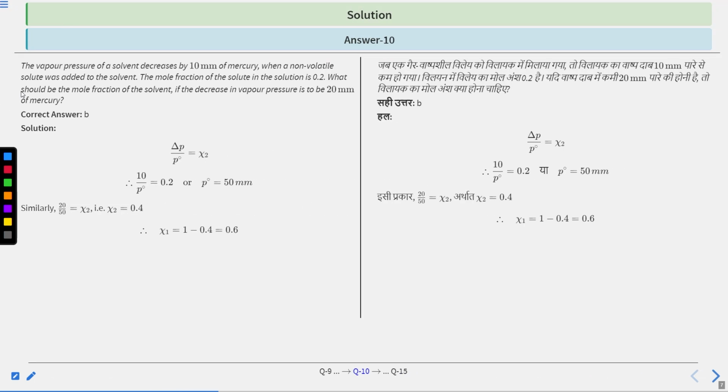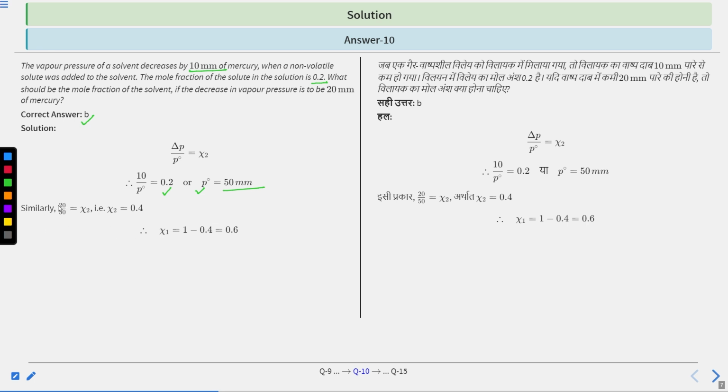Okay, so the correct answer is option B. We know that del P upon P naught is the mole fraction, or you can say del P is equal to mole fraction times P naught. Del P is 10 mm of Hg, as we can see in the question, that the pressure of solvent decreases by 10 mm of mercury. So we have 10 divided by P naught equals the mole fraction, which is given in the question as 0.2 for the solute. So on solving, we have P naught equals 50 mm of Hg.